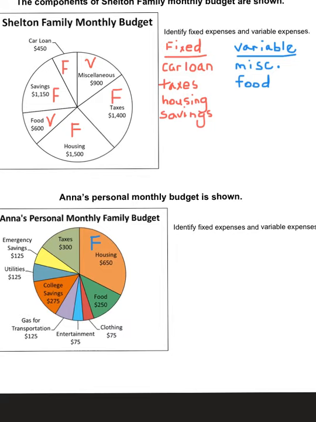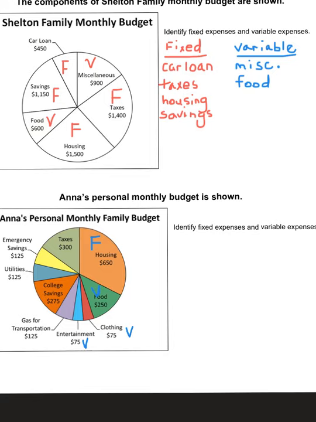Food. Food is variable because we eat a different amount of food each time. Clothing, well, you're not going to necessarily spend the same amount of money on clothing each month. So since it's not the same each time, that's going to be a variable. Entertainment would be things that you go out and do. So again, the same as the Shelton family, their miscellaneous would be their random things that they go out and do. It's not always going to be the same, so since it's going to change, that would be a variable expense.